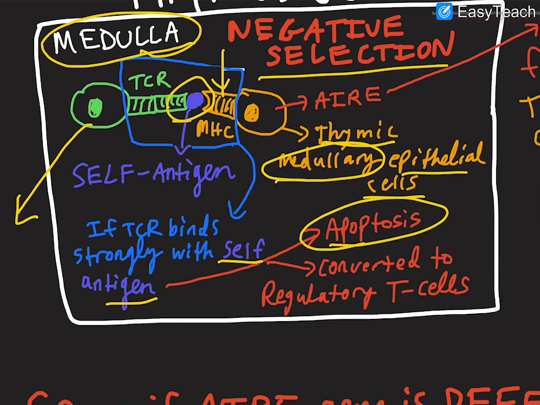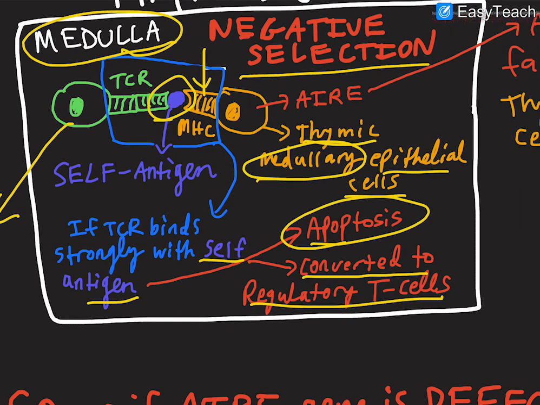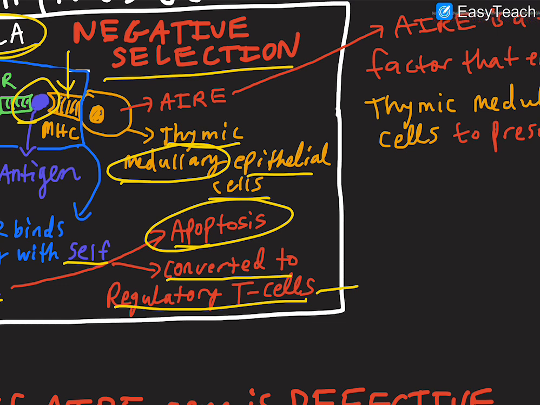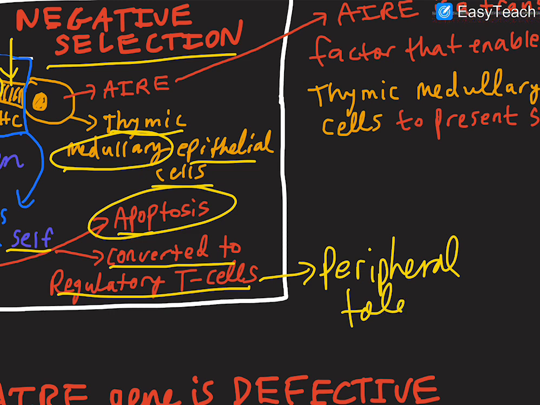Or what else can happen if your T cells recognize self-antigen too strongly in the medulla of the thymus gland is these T cells can get converted to regulatory T cells, right? Because regulatory T cells are good at recognizing self-antigens. This is important because regulatory T cells play a huge role in peripheral tolerance. What we're talking about is central tolerance, which occurs in the thymus for T cells and bone marrow for B cells. But regulatory T cells play a hugely important role for peripheral tolerance, which we'll talk about when we talk about IPEX syndrome. Okay.